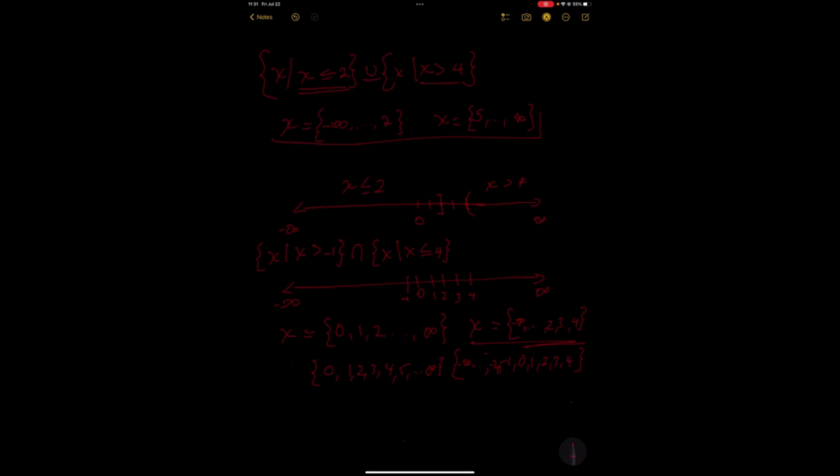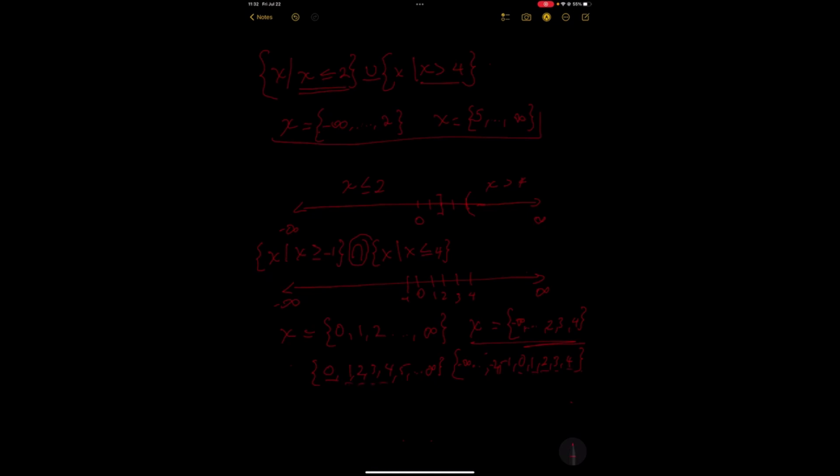Well, remember, intersection means they have something in common. Well, they both got 0 in common, right? Remember, x is greater than negative 1, so that means it starts with 0. They both got 0 in common. They both got 1 and 2 and 3 and 4. So what does that mean?